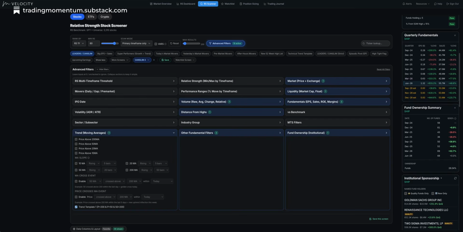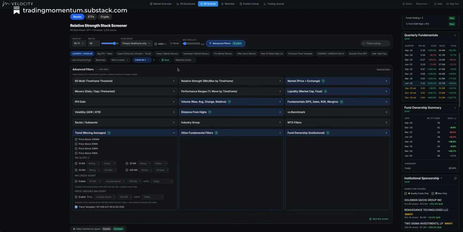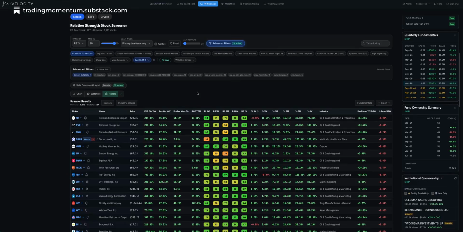You could also adjust, for example, Minervini loosens the 52-week highs to about 25% when O'Neill's looking at within 15%, right? So you could go in here, distance from highs, and instead of 15, you could put 25. As long as you're aligned with what we teach and what's written about in all these great books, you can throw it into your screens, and you should be screening for it and see what works for you.